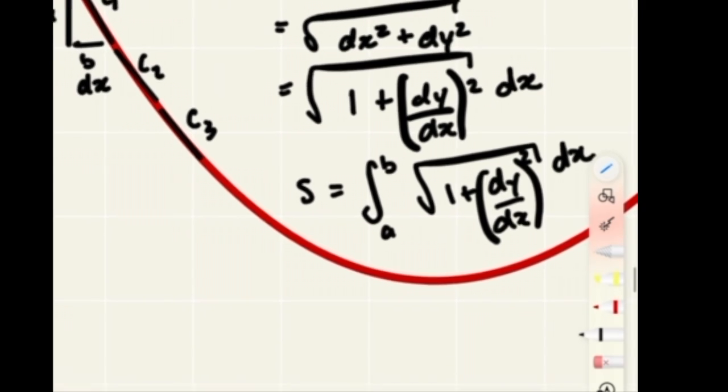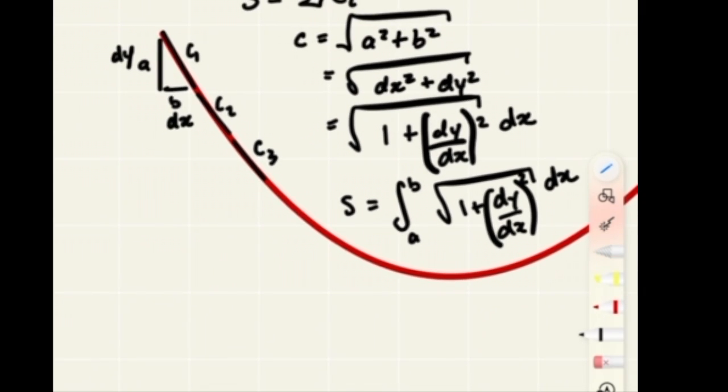The equation for the arc length is pretty simple to derive and hopefully makes a lot more sense when we've thought about it in the discrete case and then generalized it.